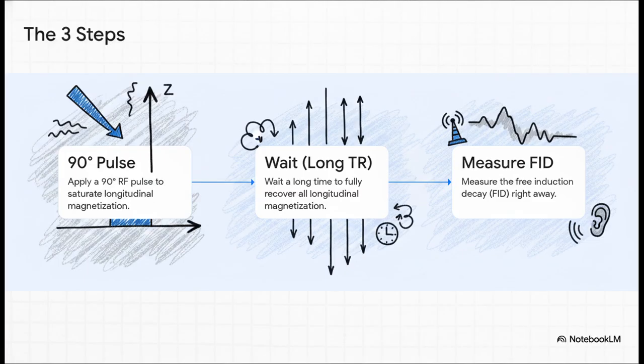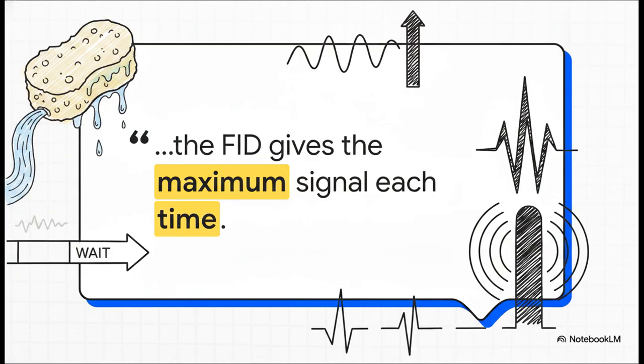And finally, Step 3. Right after the next pulse hits, we immediately measure the resulting signal. That's the free induction decay, or FID. The TE, the echo time here, is essentially zero. We just listen right away. The absolute crucial takeaway here is that waiting patiently is what allows the longitudinal magnetization to recover completely. Because we do this, the FID gives us the maximum possible signal every single time. By allowing the system to fully reset from the previous pulse's saturation, we practically guarantee a robust, powerful signal. There's no residual saturation carrying over from the last go-round. Each measurement is taken from a fresh, fully restored baseline.